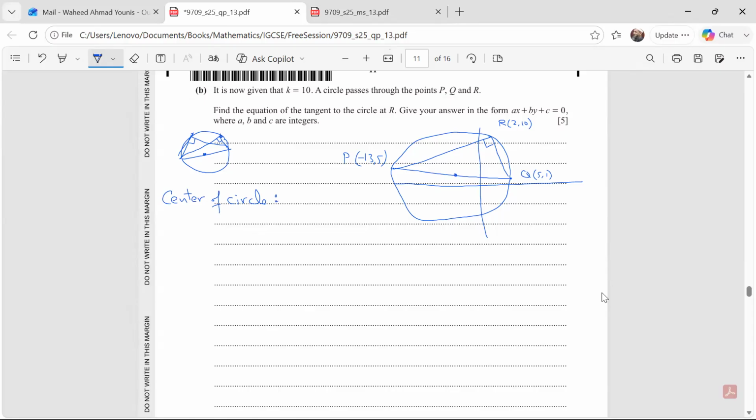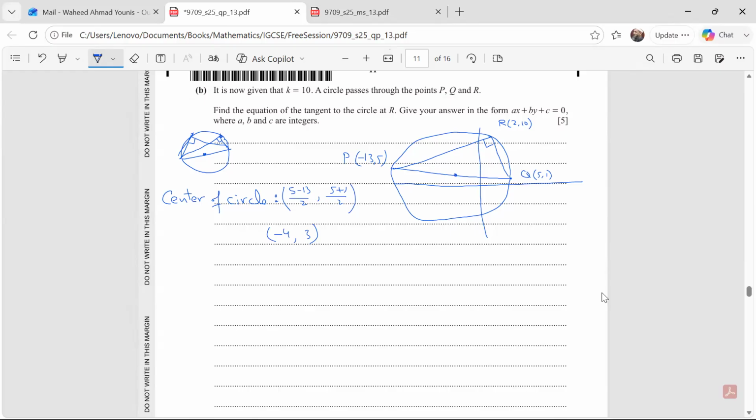So this is 5 minus 13 over 2, that is minus 13 and 5, and 5 plus 1 over 2. Okay, so 5 minus 13 is minus 8 over 2, this is minus 4, and 6 over 2 is 3. So minus 4, 3 is the center of the circle.